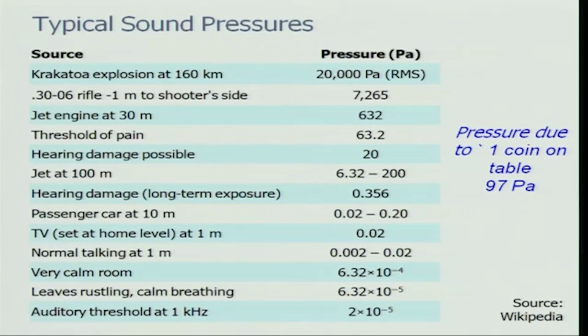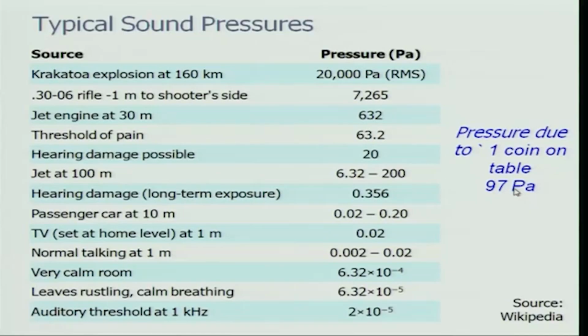Then you have a TV running in a room, a little loud, and that generates about 20 millipascals of pressure. Then a passenger car running on a road, let's say about 10 meters away, generates about 20 millipascals to 200 millipascals of pressure. Again, extremely small compared to the 97 pascal pressure generated by a coin on the table. And then if you keep hearing sound at 0.356 pascals, or 356 millipascals, again that is extremely small compared to the 97 pascal number.